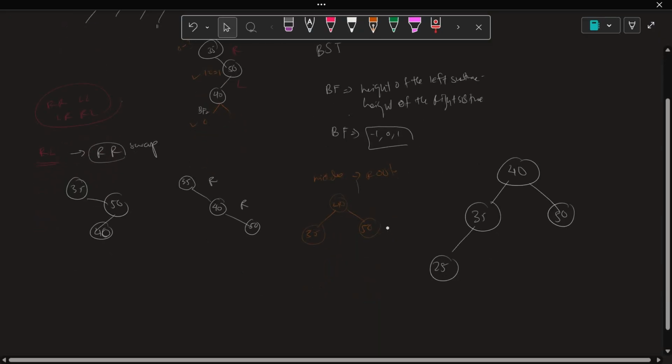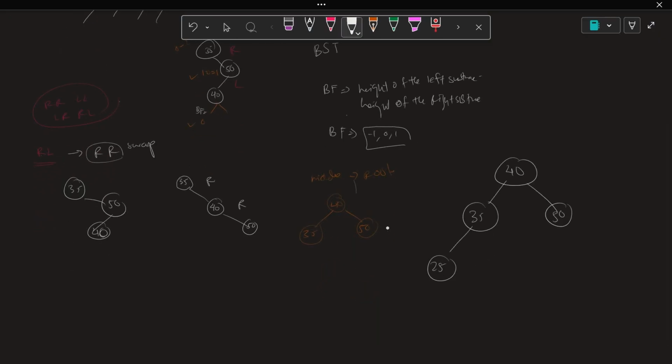Now you go ahead and add 30. 30 is less than 35 as well, less than 40, less than 35, but it is greater than 25.